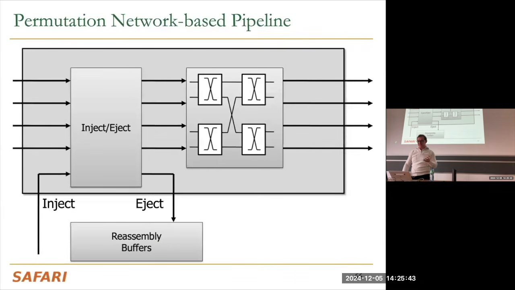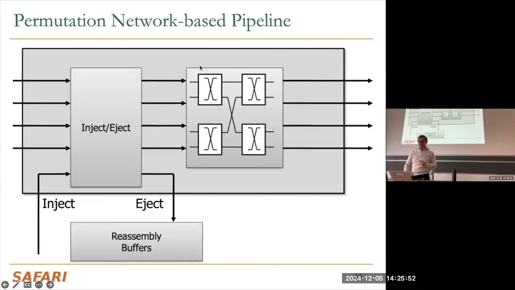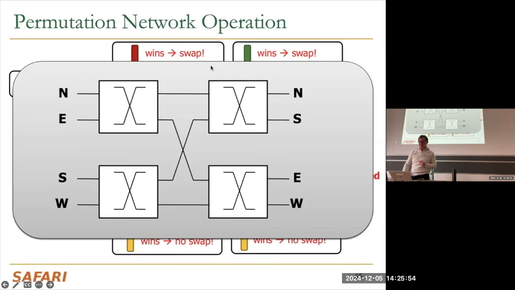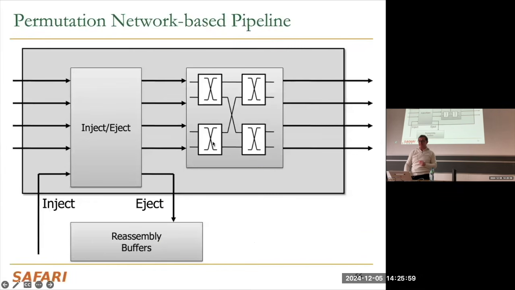Okay, so this is our permutation-based, network-based pipeline. We discussed the injection problem. We discussed the router. Essentially, now the router is replaced. Actually, I don't have that picture. I guess I did have that picture over here. But this router is very simple right now. Now let's talk about the reassembly buffers. Any questions?